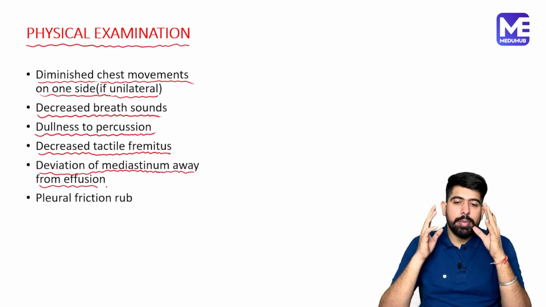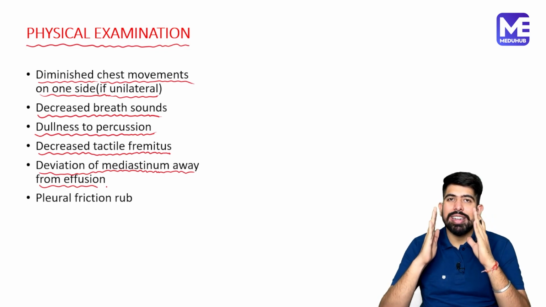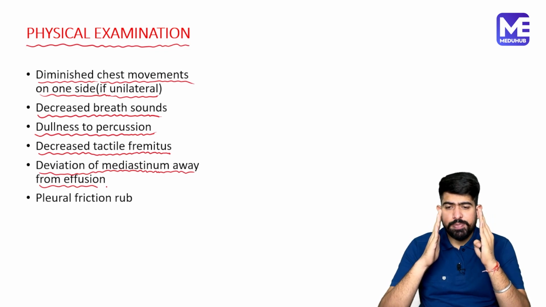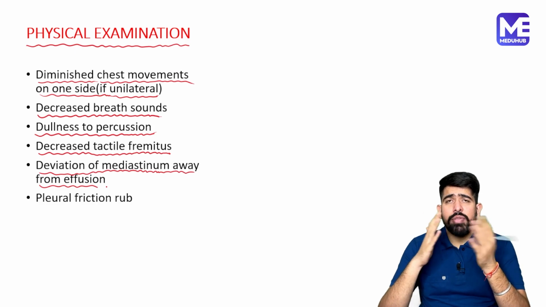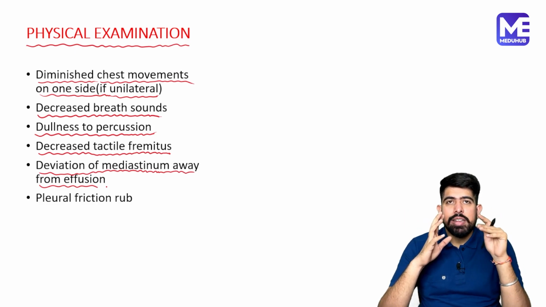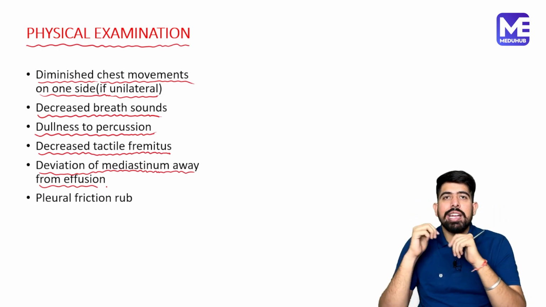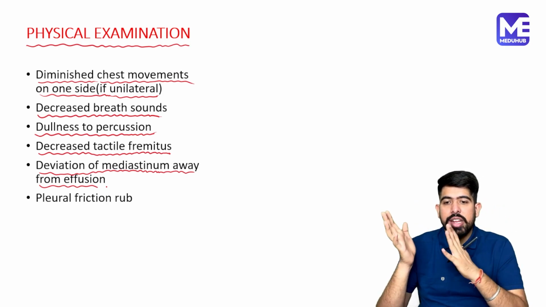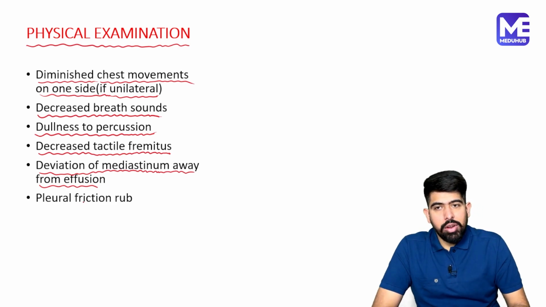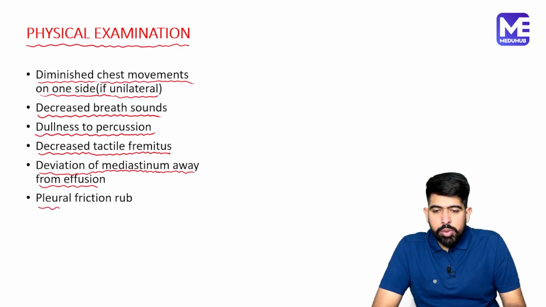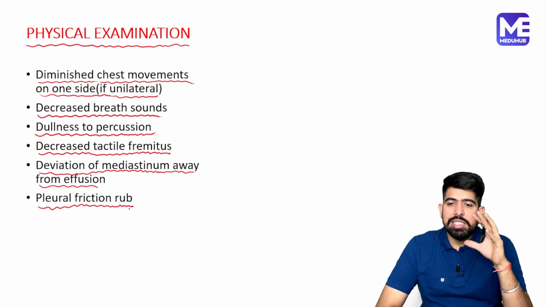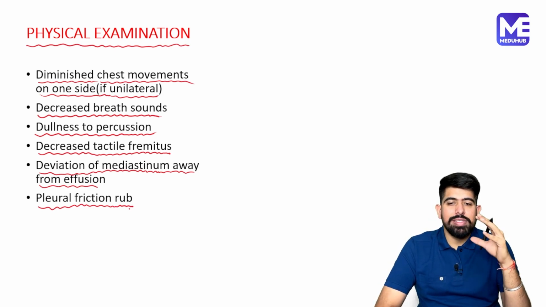As we are seeing, the mediastinum, if we're talking about the trachea, the trachea will be deviated away from the effusion, like on the left side. If there is pleural effusion going on, this trachea will be diverted to the right side, so there will be deviation of the mediastinal organs, right? And the pleural friction rub will be seen there. So these are what we get in the physical examination.